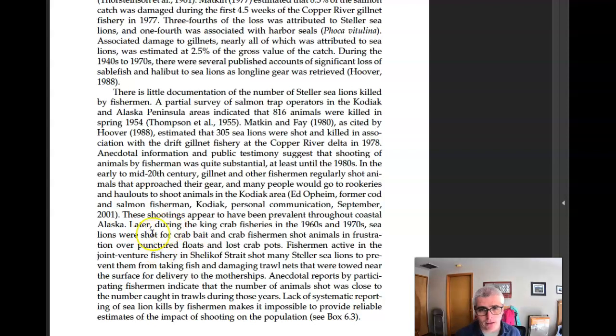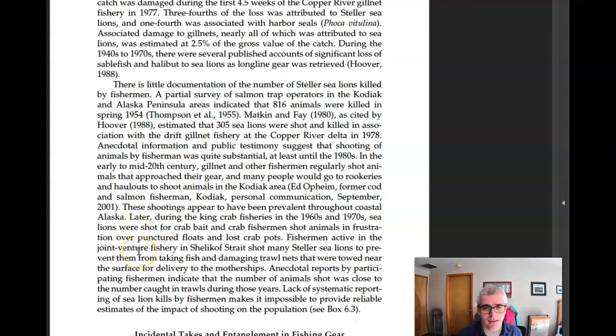Apparently there's a big impact with crab for Stellers. This is in the 60s and the 70s. Stellers were shot for crab bait. They'd shoot a Steller, chop it up, and use it for crab bait, as well as the perception that Stellers would attack the buoys and mess with the crab traps. So they would also interfere in the fishery.